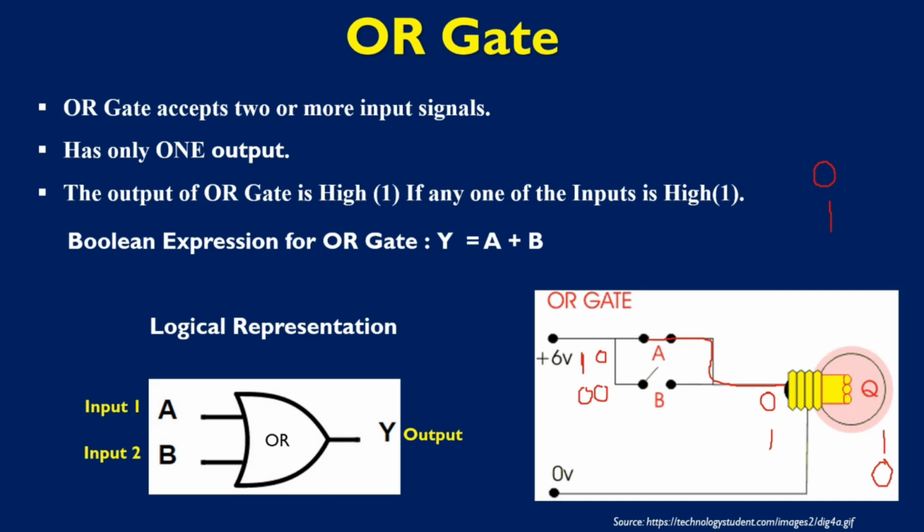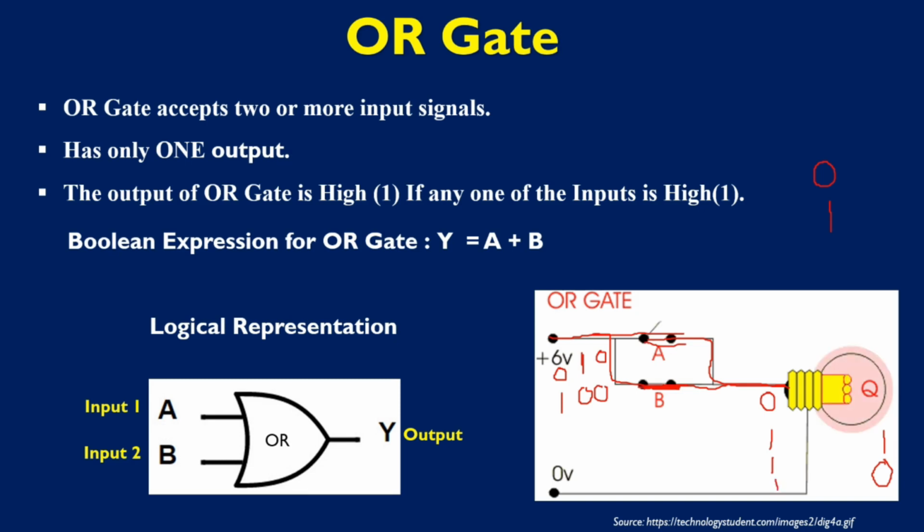If A is open, you make A as 0 and B is closed, so you make B as 1. Then the current flows in this direction to the bulb and the bulb will glow, then the logic is taken as 1. If both are closed, A is closed and B is also closed, then the current flows in both directions, the bulb glows, that is the logic is taken as 1.